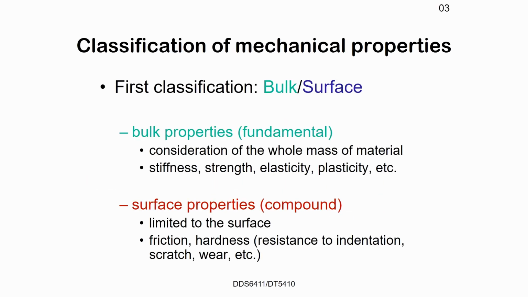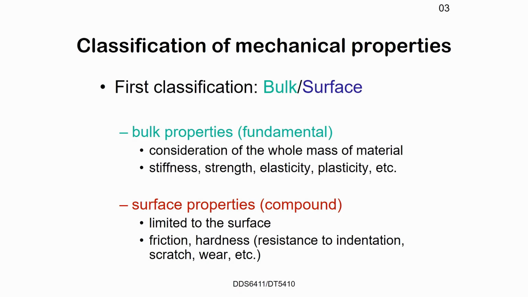Okay, a bit of classification of mechanical properties. First of all, you can separate them into bulk or surface properties. Bulk properties I consider fundamental or independent. So you take a lumber material, you put a load on, you get a single value. It doesn't depend on anything else. Surface properties tend to be compound or dependent.